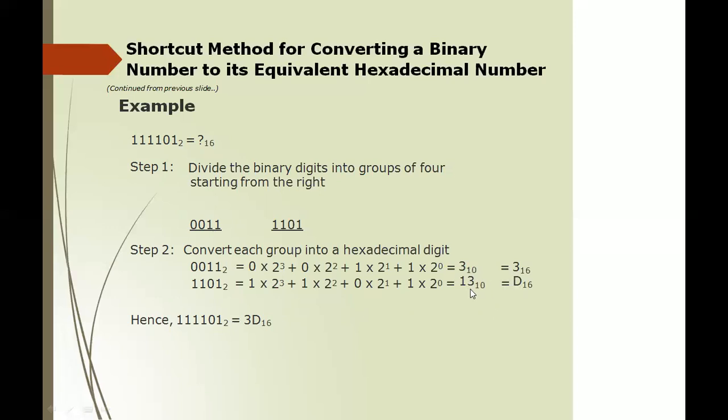And we know in the hexadecimal number system, D stands for 13, so we write the value 3 and D. Here 0011 is 3, and 1101 is 13, and that's why we get the result in hexadecimal, that is 3D.